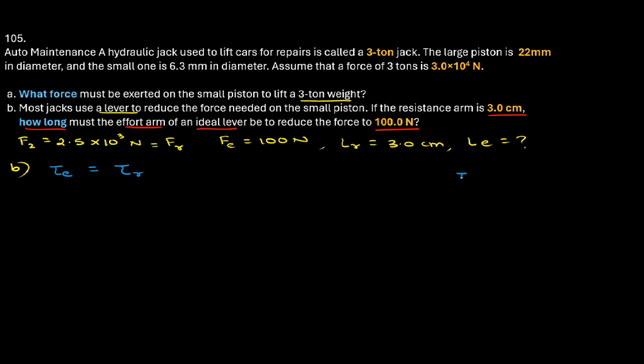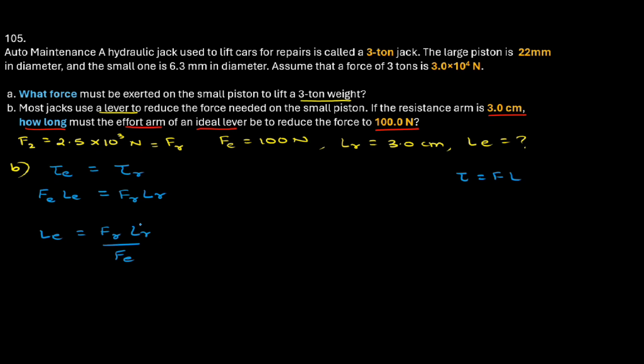Now torque is given as force times the distance, and for us the distance is the length of the arm, which is L. So I will write this as torque exerted by the effort arm to be force exerted by the effort arm times its length equals force of the resistance arm times its length. I need to find the length of the effort arm, so we divide by this force Fe on both sides. I get Le equals Fr Lr over Fe.